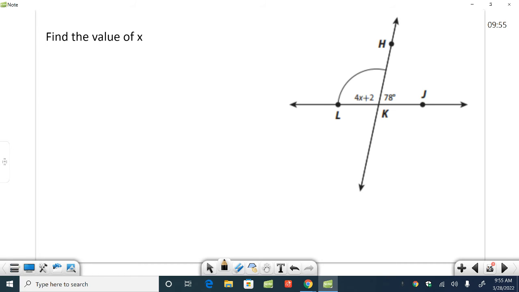Okay, so now we've got to find the value of x. So we're working in the middle now, and I've given you a plane here with an arc and then another measurement there. So we're going to say that this line right here is a straight line. So a straight line equals how many degrees? 180. So this plus this should equal 180 degrees.